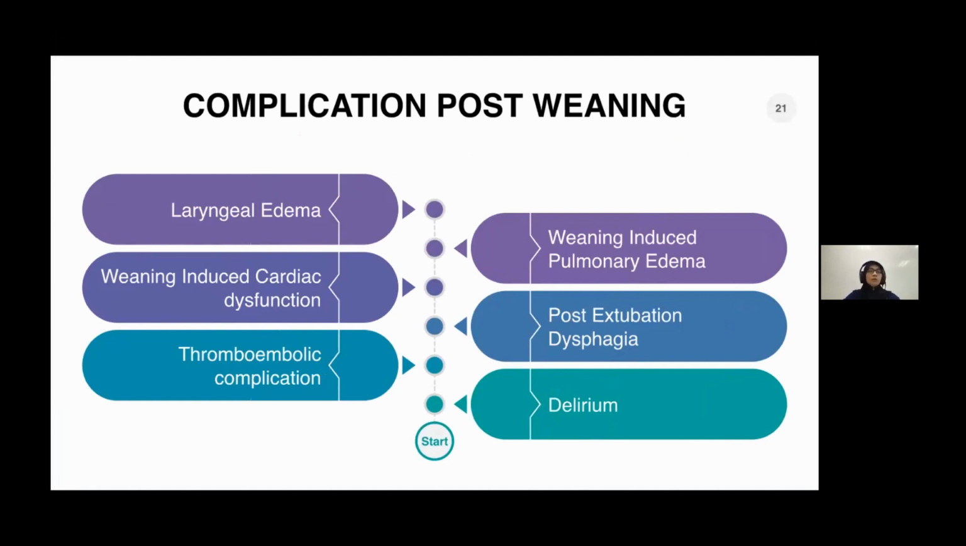Sometimes we miss all of this, one of the reasons being that we do not know about these complications of post weaning. When our brain doesn't know, we are not looking for it. So these are the 6 main complications that you need to be aware of, that you need to tackle during the whole process after the extubation, after the removal of the endotracheal tube from the patient. Okay, so we go one by one.